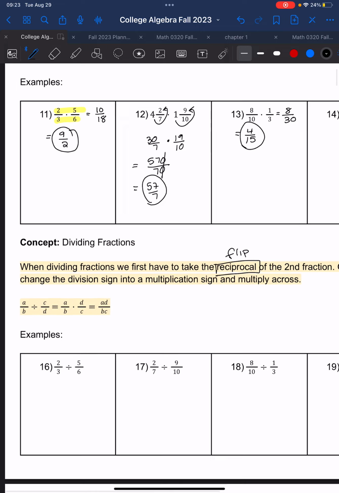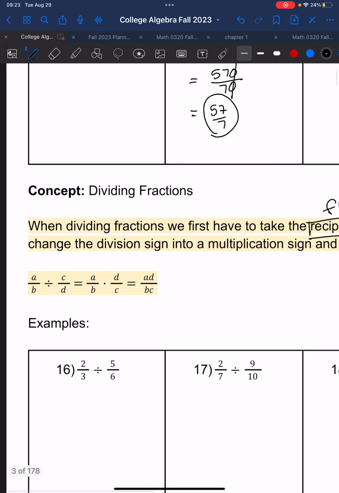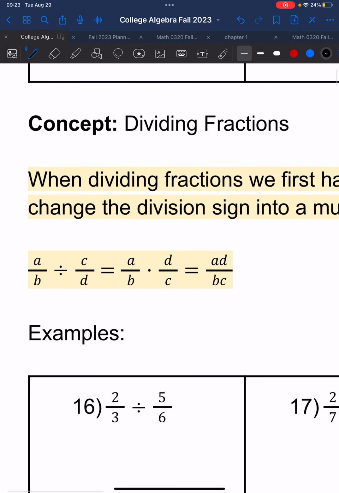Okay. Looking at the formula, we have two fractions, a over b and c over d, that are dividing by each other. Notice all they did with that second fraction is that they flipped it. So instead of c over d, it is now d over c. And that multiplication sign got changed from the division sign. And then you just multiply across.